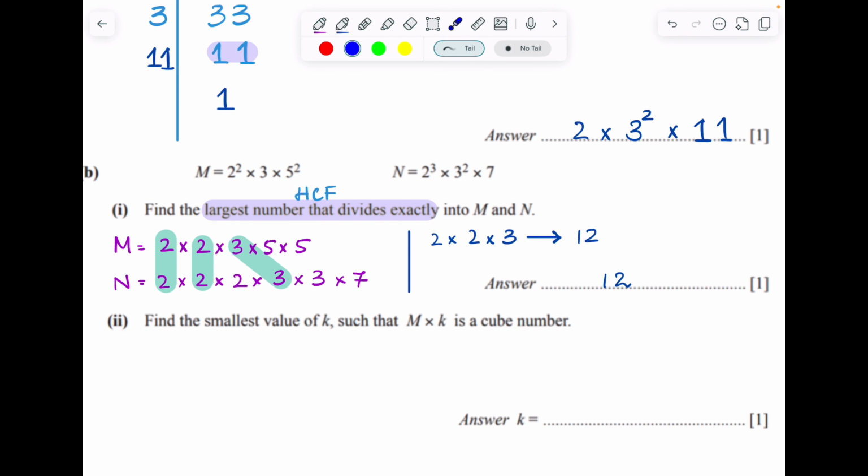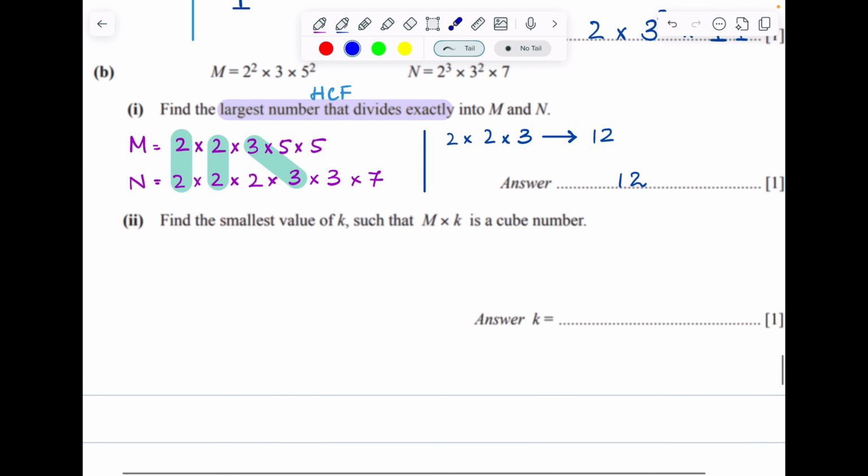So that's about it. Let's start the second part. The second part is find the smallest value of k such that m times k. M was given right here. So they've done a part of the working for us. They've already given us the prime factorization such that m times k is a cube number. Now here is the same concept, but now instead of putting it in squares, you're going to put your numbers in cubes, because it's a cube number. So let's have a look.